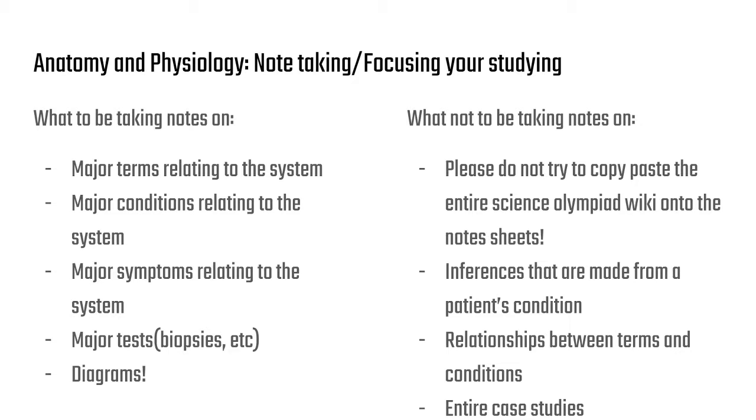So I made some recommendations on what I would take notes on and what I wouldn't take notes on. What I would be taking notes on is anything that you feel like you need to memorize. So these are major terms related to the system, major conditions, symptoms, and something that people always miss out on are tests. That's like MRIs, biopsies. Especially for this year's, if you were talking about the integumentary system, you would mainly want to study biopsies.